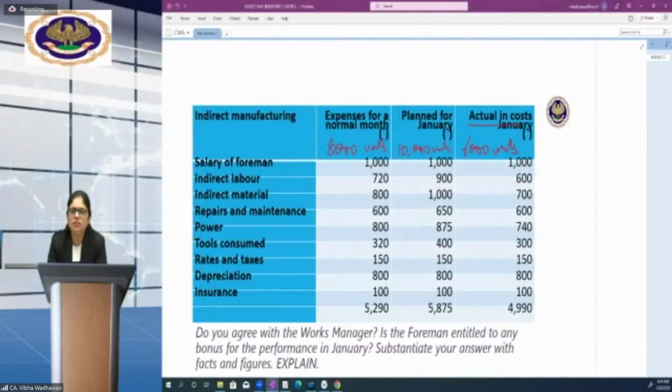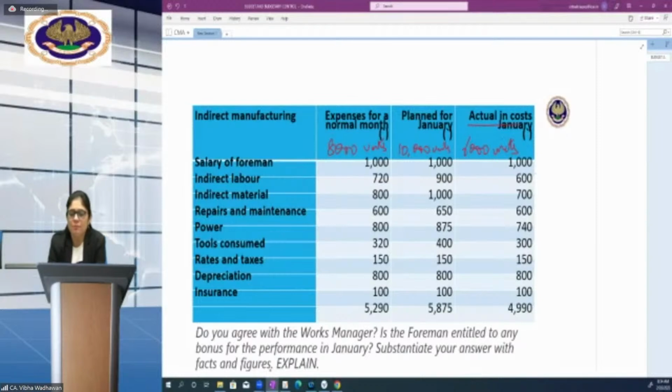So the works manager is asking you to compute whether we should give a bonus to the foreman or not. Is the foreman entitled to the bonus for the performance in January? Answer with facts and figures. So you have to make basically a data for a chart for normal month, planned month, and the expenses for normal and planned are given to you, and the actual cost for 6,000 is given. Clear? So what are you supposed to do?